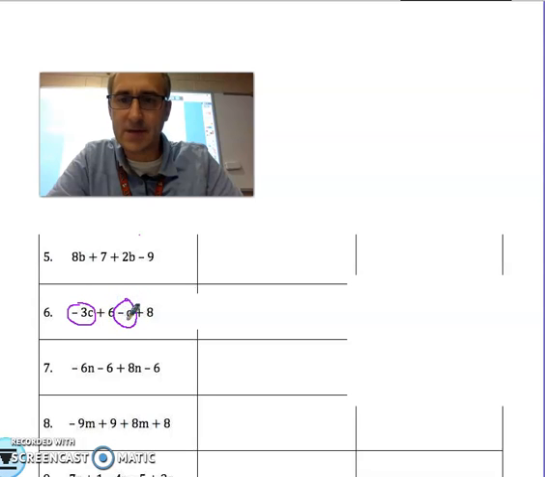Now this negative C here, remember that's the same as 1 times C. Oh, it's got a negative. That's the same as negative 1 times C. A letter by itself is the same as 1 times that number. If it's got a negative in front of it, then it's a negative 1. If it's got no number, then it's a positive 1. So I'm going to rewrite those right over here.